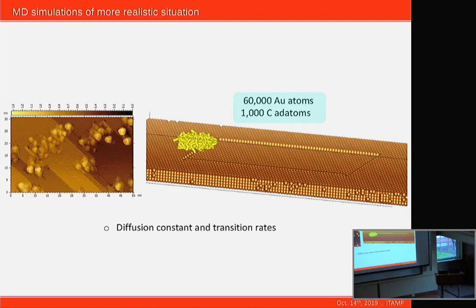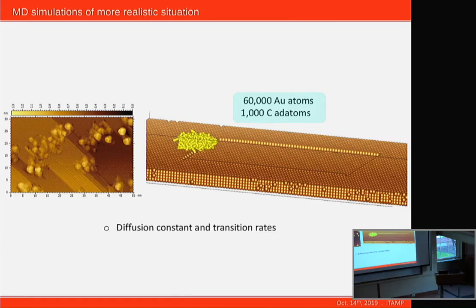So if you look at the STM image, you see chunks of carbon atoms getting trapped at some edges between these layers of gold. So this is what we are doing now. We have a very large simulation cell, like 60,000 gold atoms, and then each of these carbon clusters, if I take one of them, has like 1,000 carbon atoms.